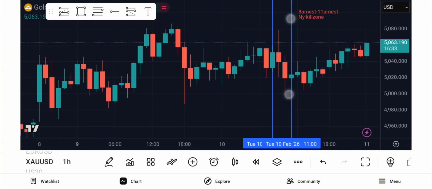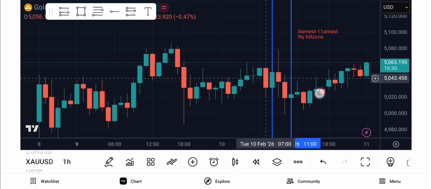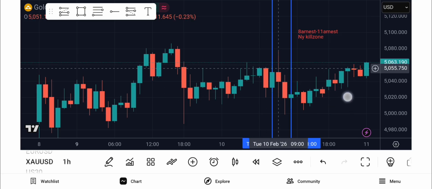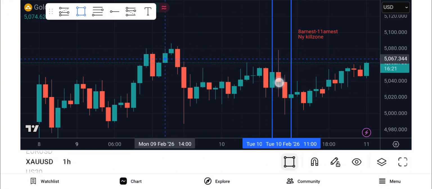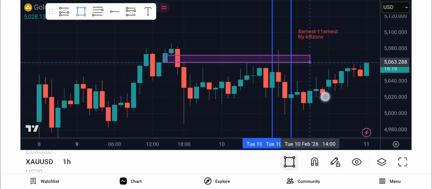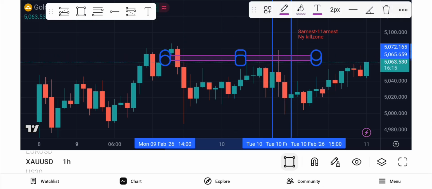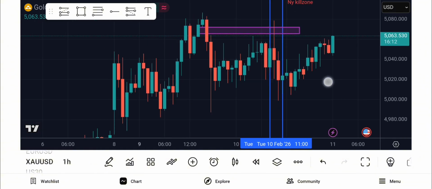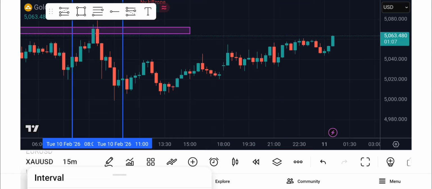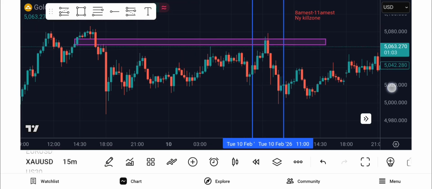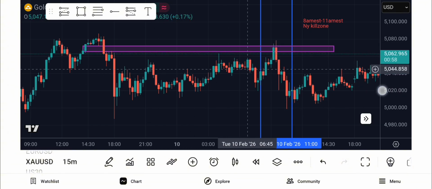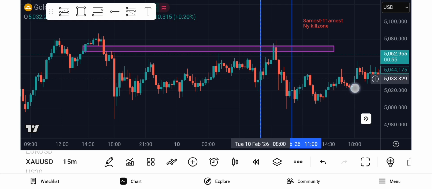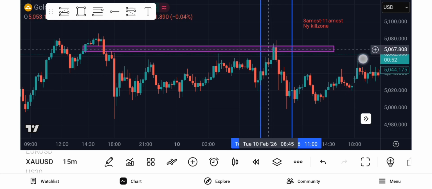Alright, so during this time I saw that around 9 o'clock there was a fair value gap up here. So I went ahead and drew out a fair value gap around this area right here. Then I waited for price to go into that fair value gap. And then I went into the 15 minute. On the 15 minute, I noticed that price was making higher highs and higher lows. Price finally around 8 o'clock pushed into that fair value gap.